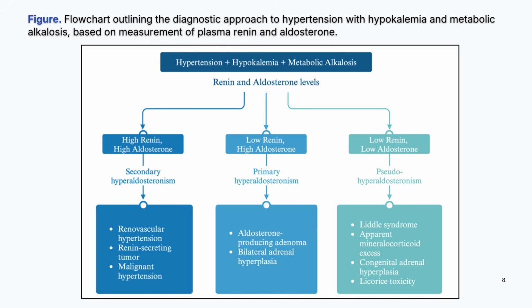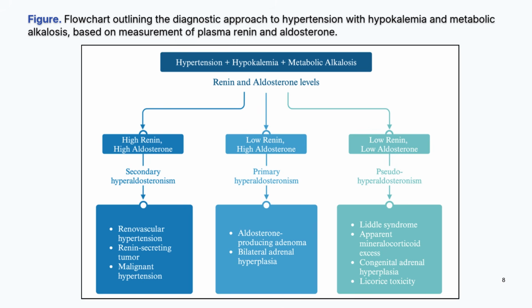In the middle, we have low renin and high aldosterone, that classic primary hyperaldosteronism. Think of an aldosterone-producing adenoma or bilateral adrenal hyperplasia. This is the Conn's pathway, as we mentioned. It's one of the most important patterns to recognize in young hypertensive patients, or even for exam purposes.